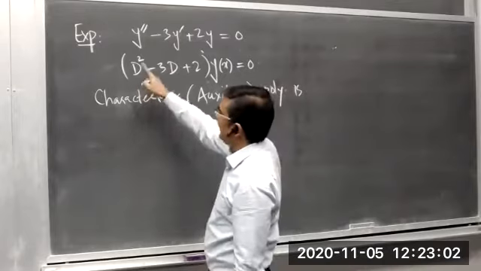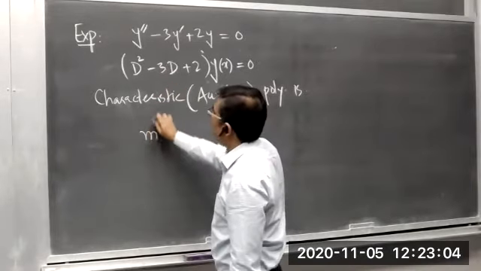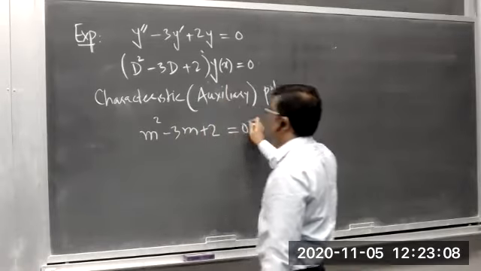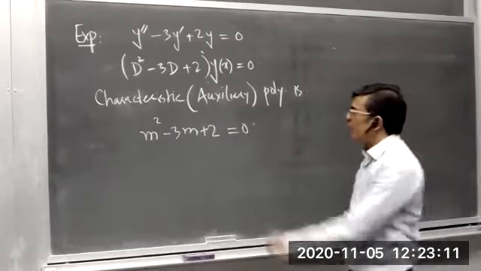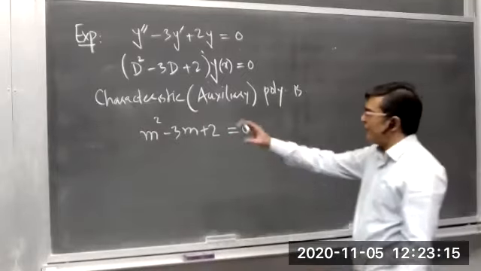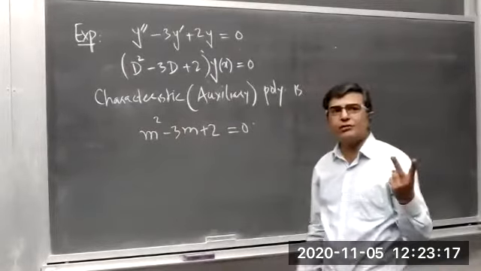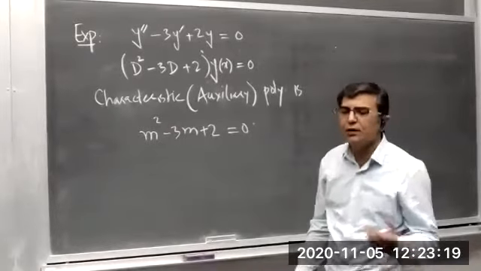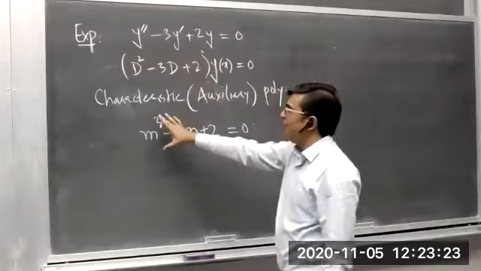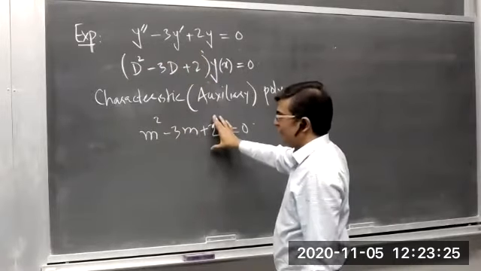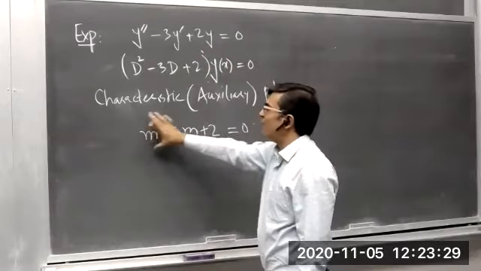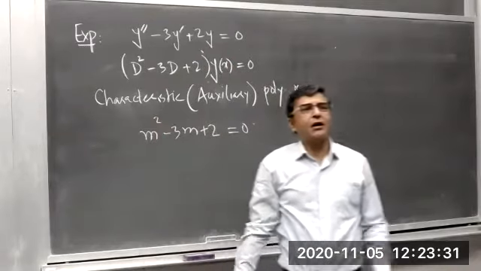I can directly see from this, m square minus 3m plus 2 is equal to 0. Now, we have to find the roots of this polynomial equation. If we have a second degree polynomial, we must have two roots. If we have a third order differential equation, we'll definitely get a third order polynomial here. If we have a fourth order equation, we must have a fourth degree polynomial here.